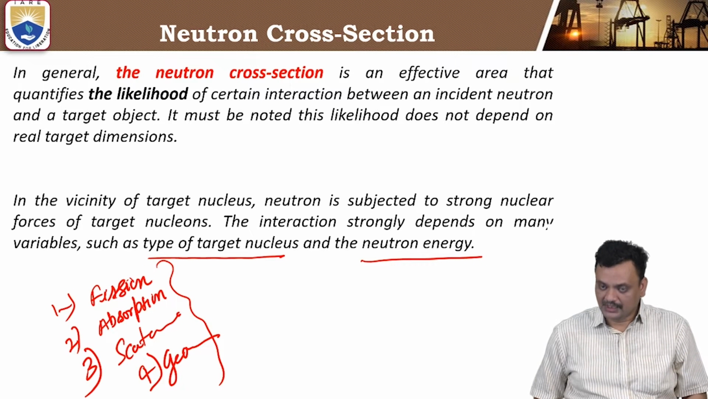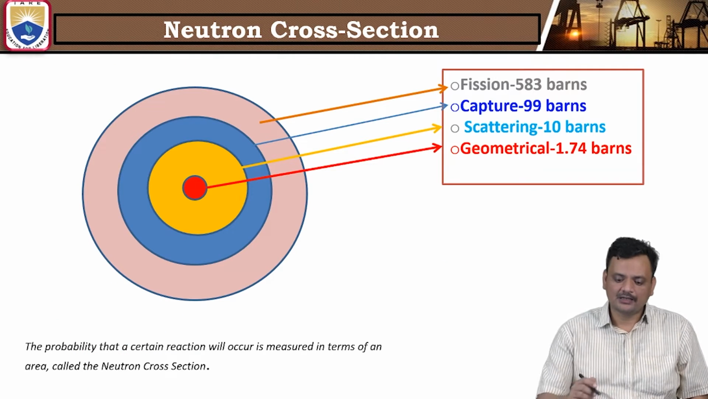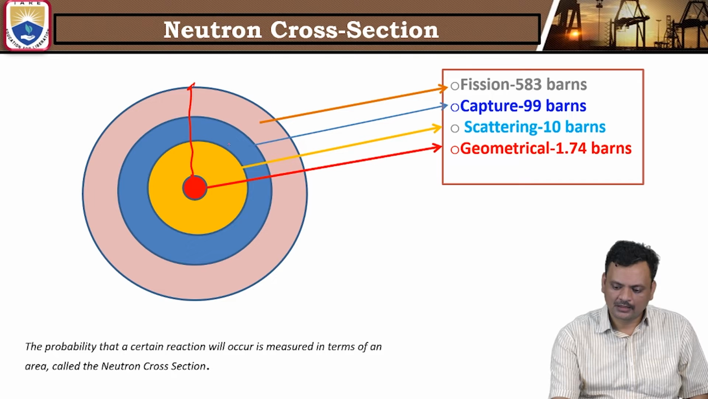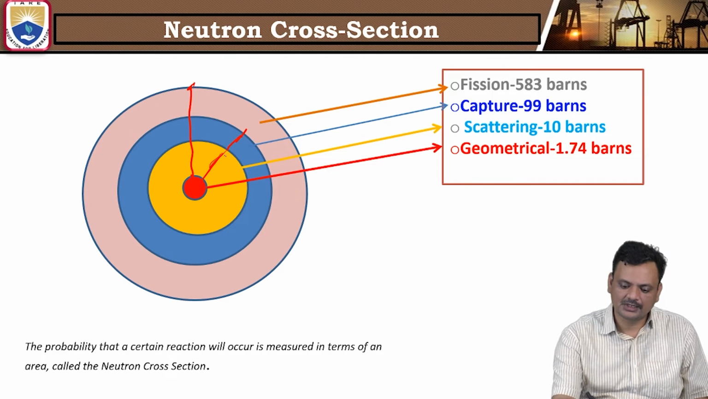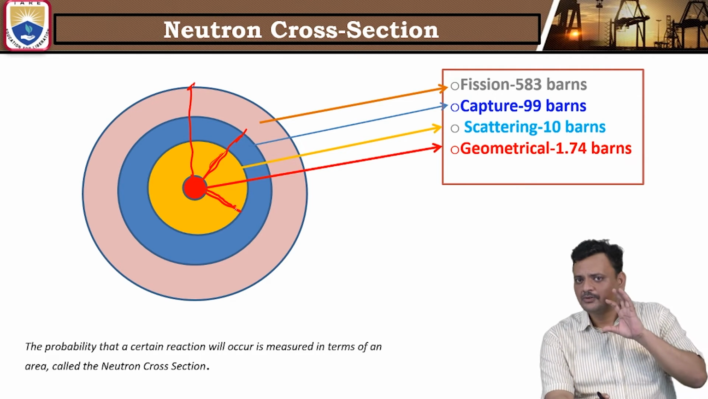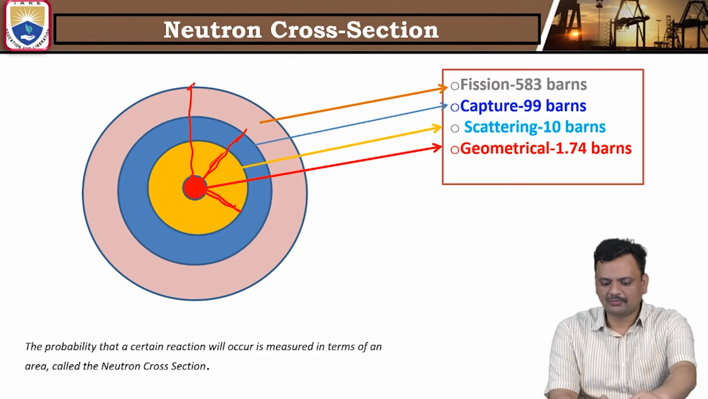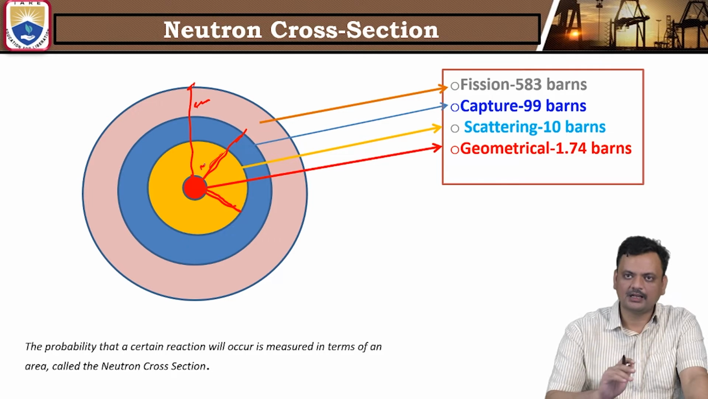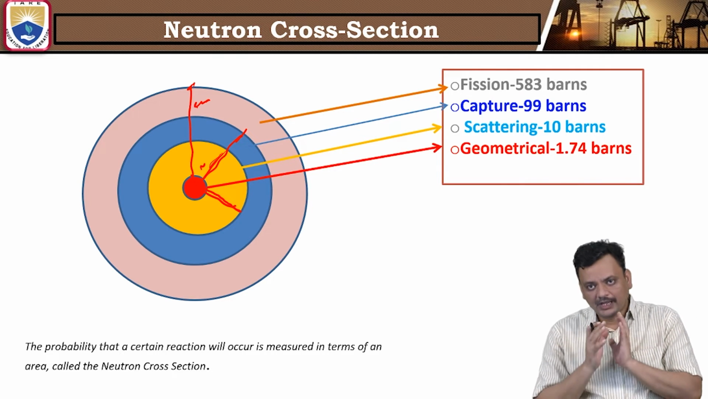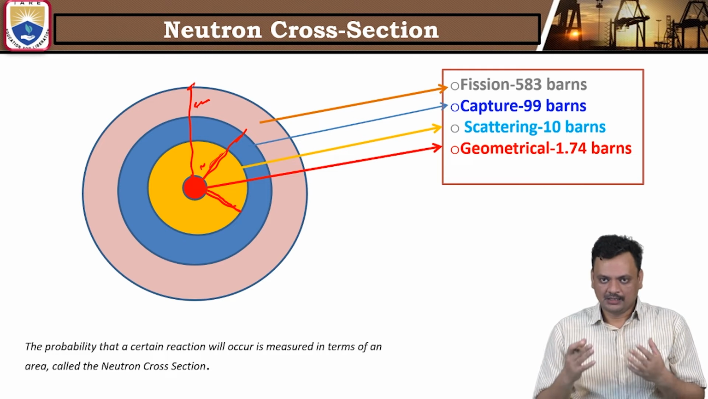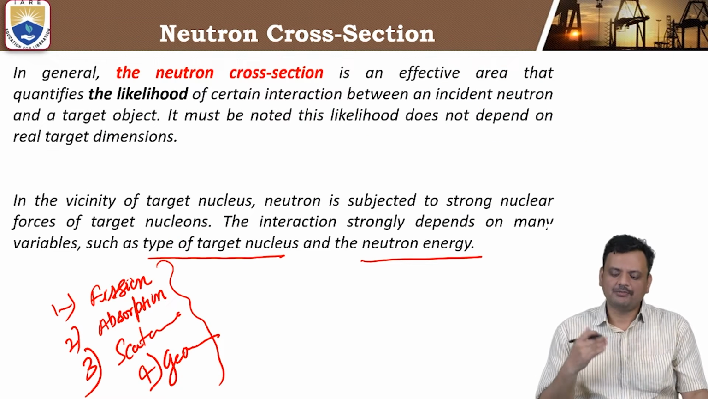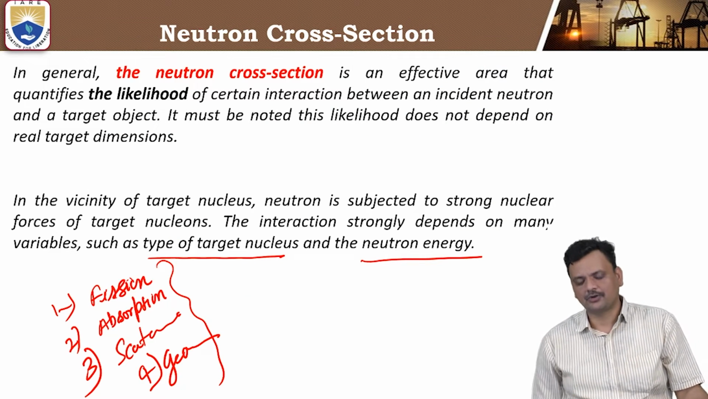They also govern where these things happen. Fission can happen from here to here. Capture can happen from this region to this region. Scattering can happen only in this region. So where it happens, if fission is going to happen, it happens here or here, meaning how near to the nucleus it will happen. It all depends on what type of target nucleus and incident neutron energy.